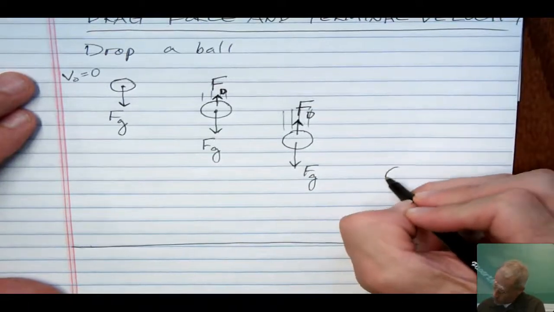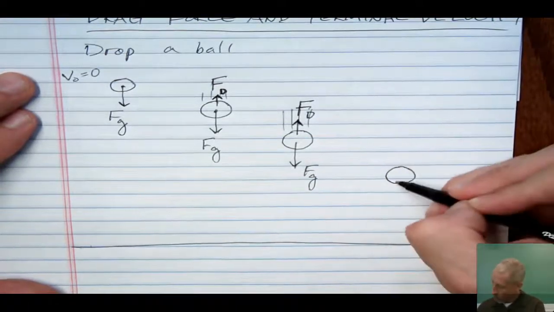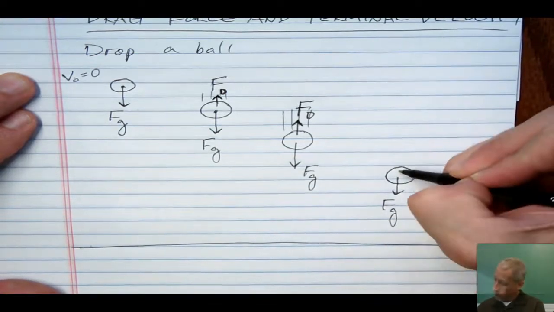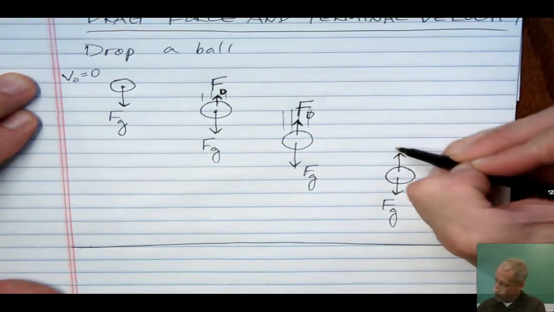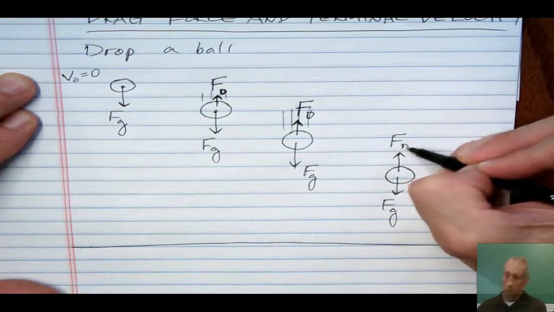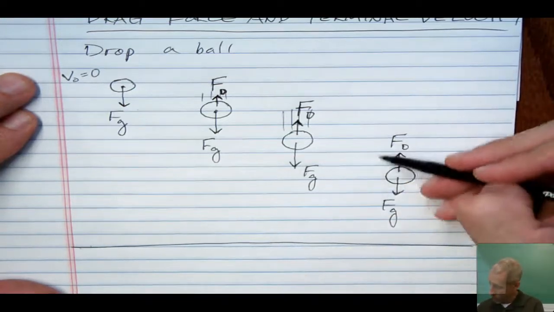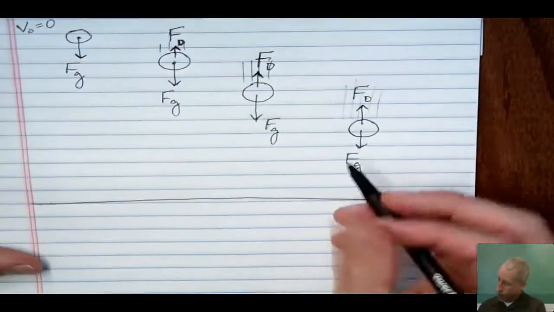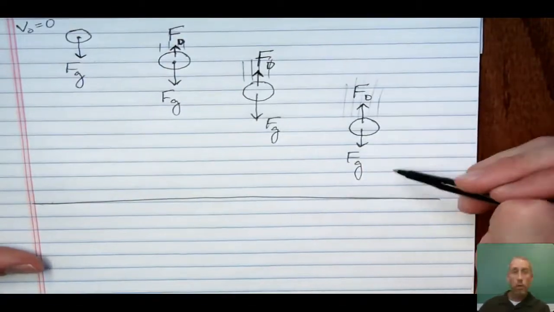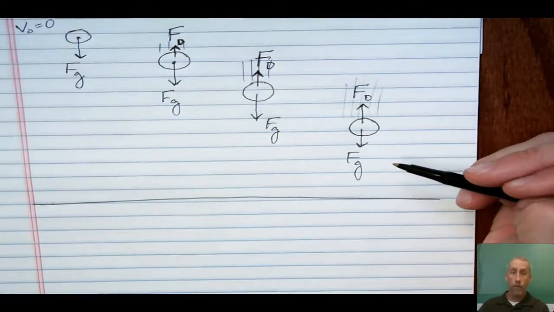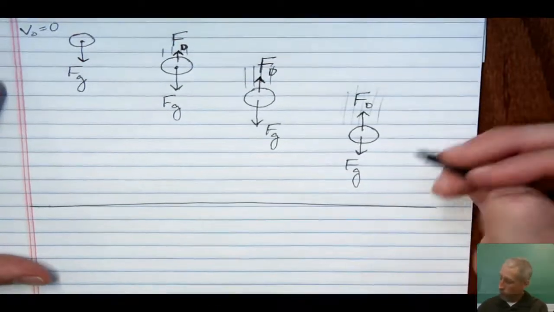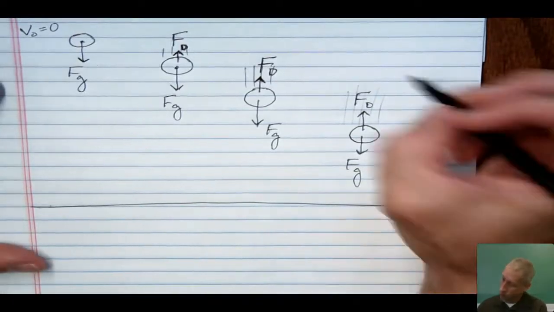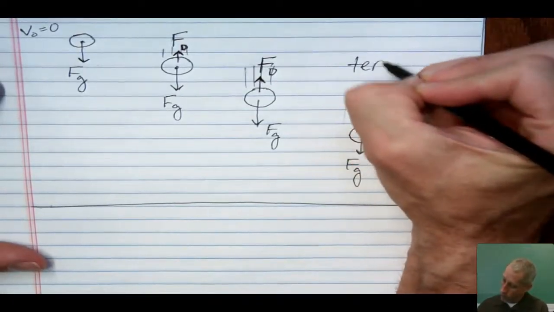And now I'll show you this critical moment here where it got moving so fast that that drag force exactly balances out the gravitational force. And I'll show my little motion tails here. And now this is where we have reached a point where there is no net force. There's no unbalanced force anymore. And so there will be no acceleration. We have reached what is called terminal velocity.